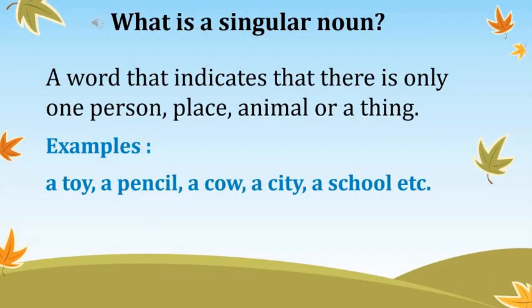Okay, now children, what is a singular noun? Singular means one, ekvachan. In Hindi, we call it ekvachan, isn't it? A word that indicates, that shows that there is only one person, one place, one animal or one thing.